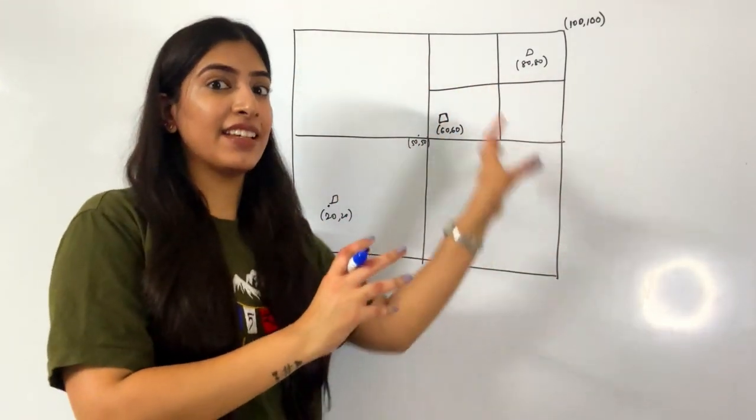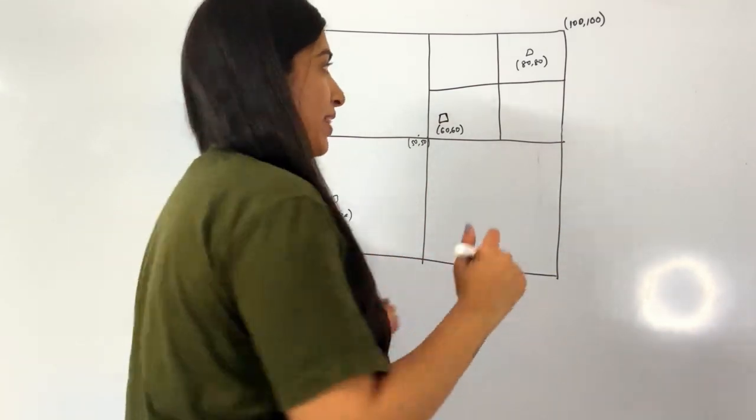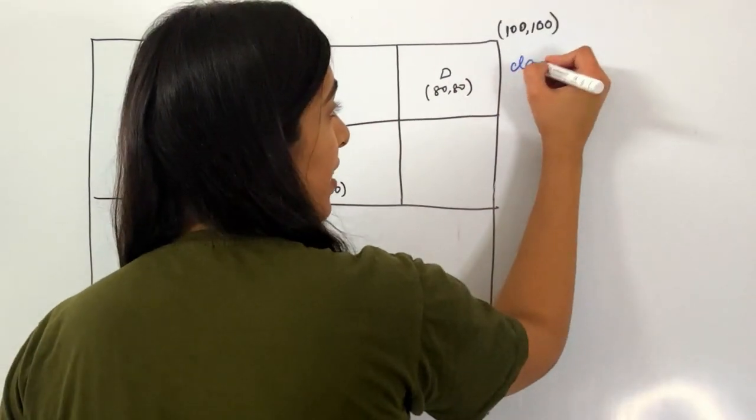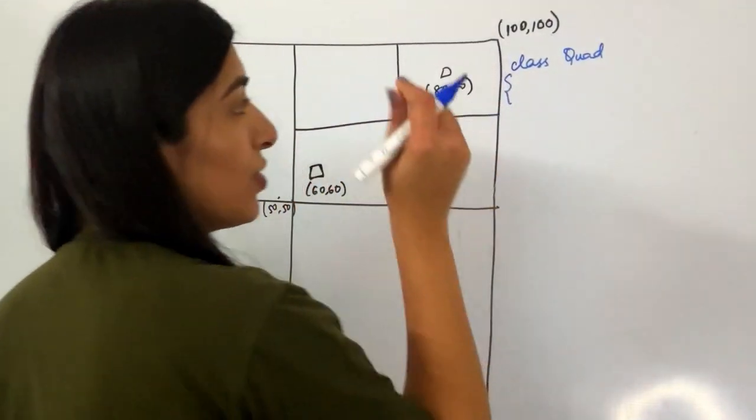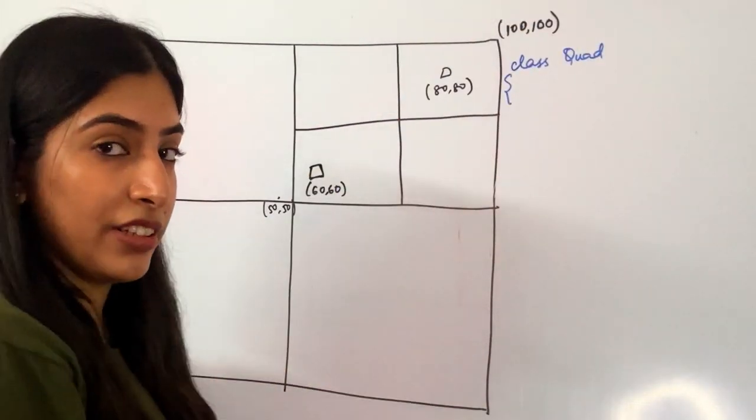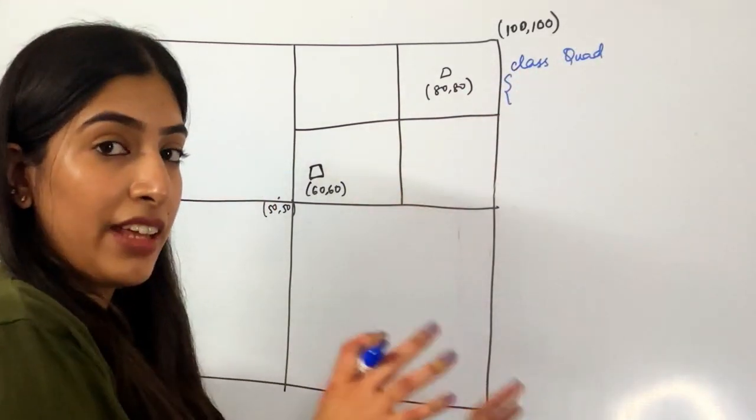And when I explain the rest of the things, you will be able to understand better. So I'm going to write a class and I'm going to call it Quadrant. So this is a quad. So this is a node of the quad tree. What are the things that are going to be there in each node?